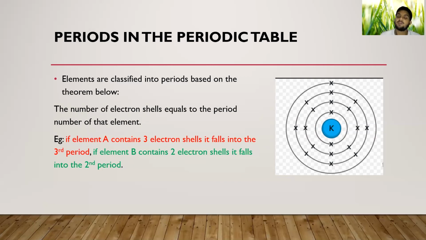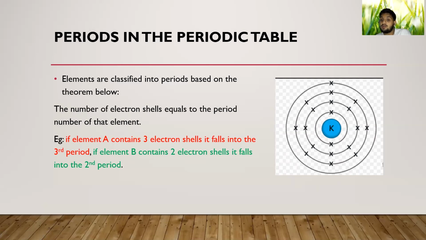So basically, if you take an element, say element A, if it contains 3 electron shells, it falls into the third period. Take an example, element B contains 2 electron shells and it falls into the second period. Okay, so basically the number of shells, just how do you know the number of shells? Just count the number of shells. So in this example, potassium, K is potassium. There are how many shells? 1, 2, and 3. So into which period should it fall? It should fall into the third period.